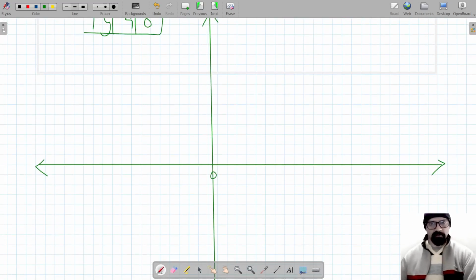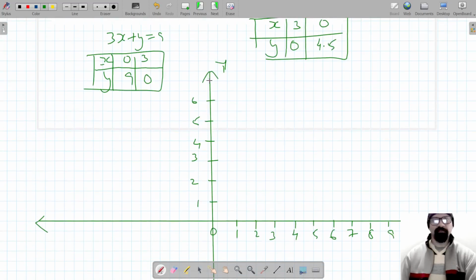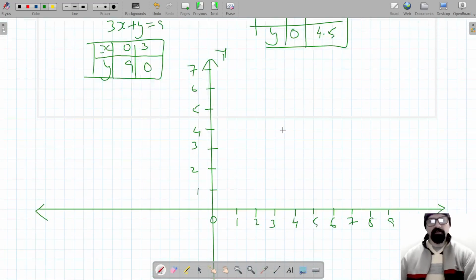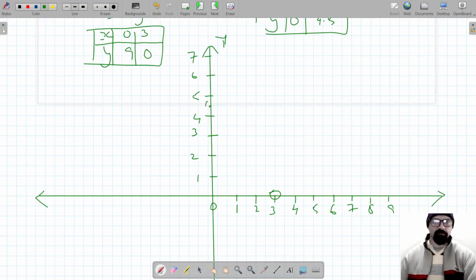So let this be 0, this be 1, 2, 3, 4, 5, 6, 7, 8, and let this be 9. And we take 1, 2, 3, 4, 5, 6, 7, 8 and 9 on the other axis. 3,0 will be on the x axis, 0,4.5 will be on the y axis, and if we join these we get the graph of the line.